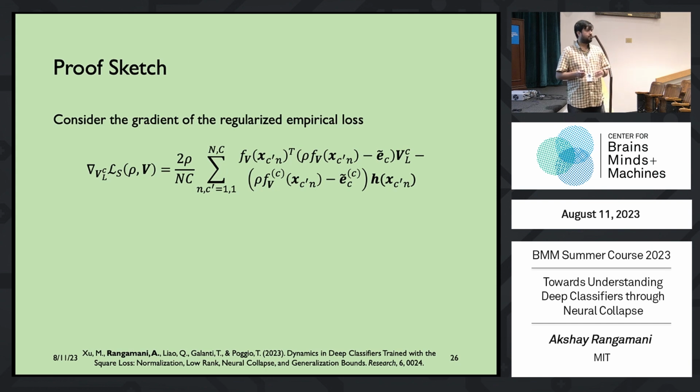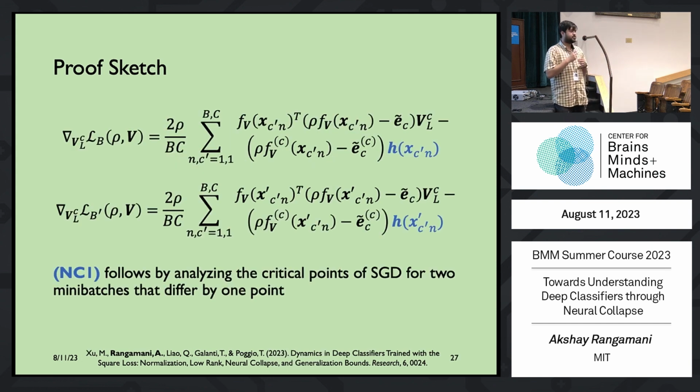So first, to show NC1, we're going to look at the stochastic gradients of 2 different mini batches, and at the point where all of your stochastic gradients are 0, you consider 2 different mini batches which differ in one sample in one class. Since both of these gradients need to be 0, if you just equate both of these, you get that at the critical points of SGD, the feature vector for one sample and the sample that differed, and we chose these to be in the same class, need to be the same vector.